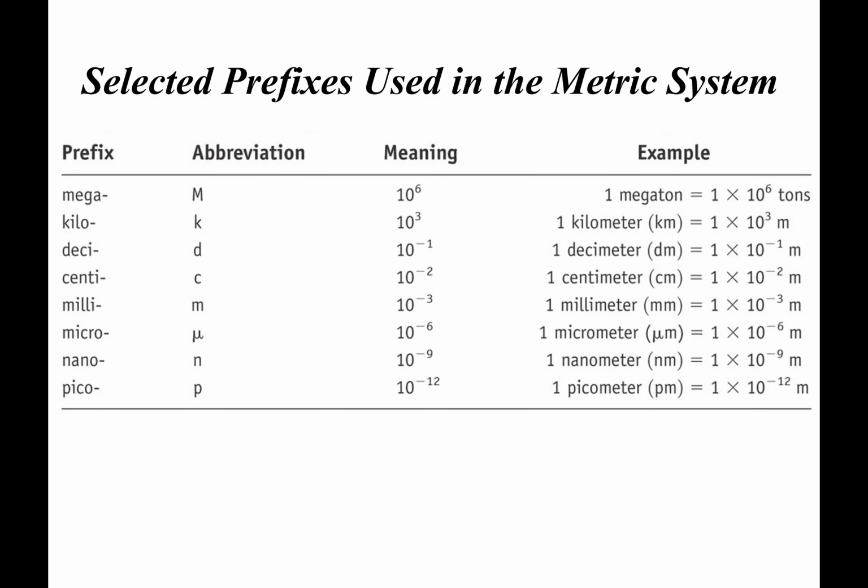So this is a slide with similar information. Let me circle the kilo, the centi, the milli and the micro. We'll be talking more about this meaning column. Some of you recognize that 10 with a superscript number is actually 10 to a power. So 10 raised to the 3rd power would be 10 times itself 3 times: 10 times 10 times 10.